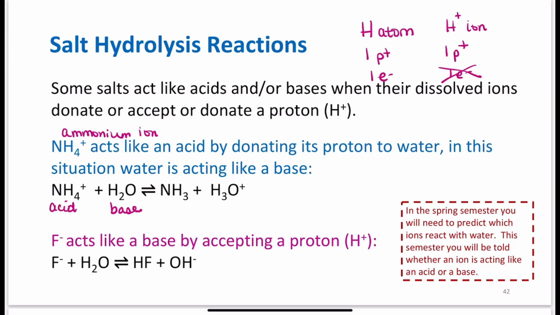Because that's all that's left in its atom besides its neutrons, the proton in its nucleus. So we see here F- can accept a proton, forming HF and hydroxide. So the F- here is acting as a base, forming hydroxide. The formation of hydroxide is the Arrhenius definition of a base. Here, water is acting as the acid.